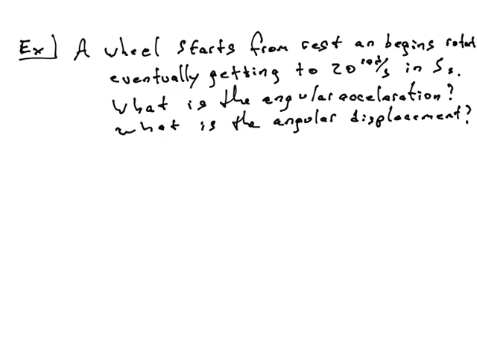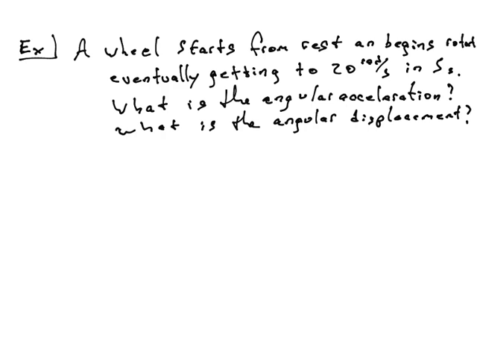So that's a nice system. Here you have a wheel. The wheel's just sitting there. Then it begins to move. So maybe someone's pedaling a bike, or you're cranking a motor or something. It makes this wheel begin to spin. And what you know is that after 5 seconds, the wheel is now spinning with this angular velocity. And you want to know these two things. What's the angular acceleration? And what's the angular displacement?